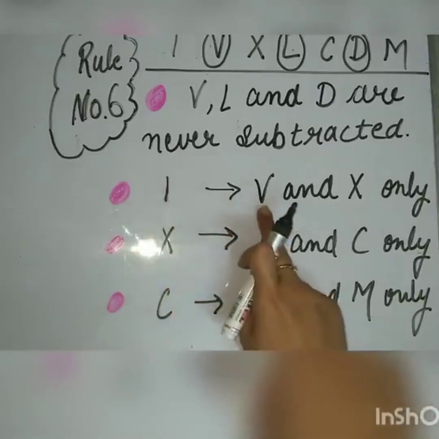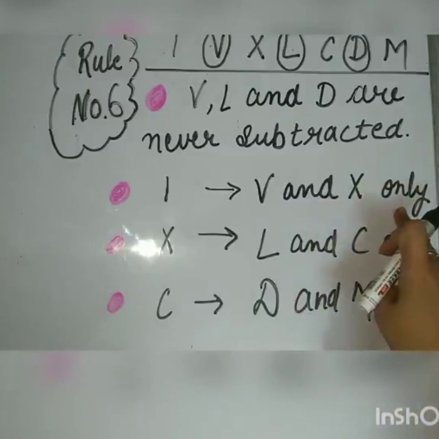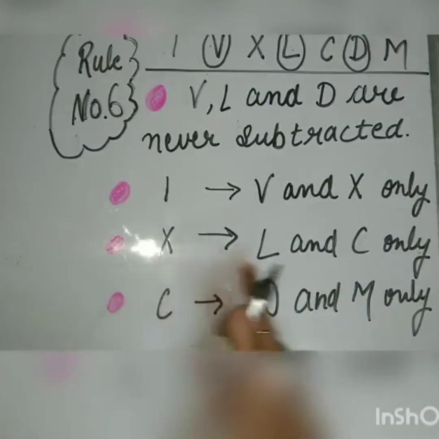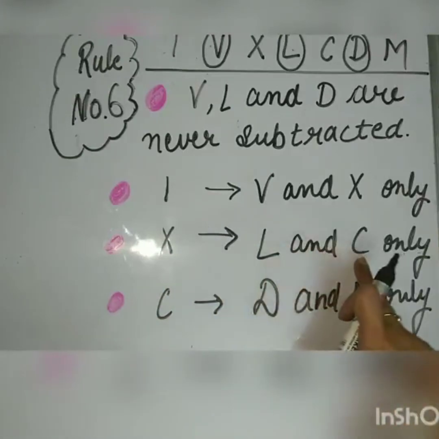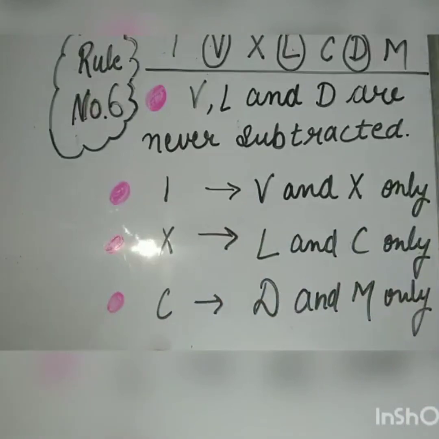I can be subtracted from V and X only. X symbol represents 10. 10 can be subtracted from L and C only. C represents 100. 100 can be subtracted from D and M only.